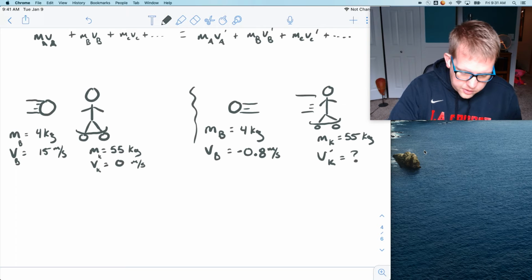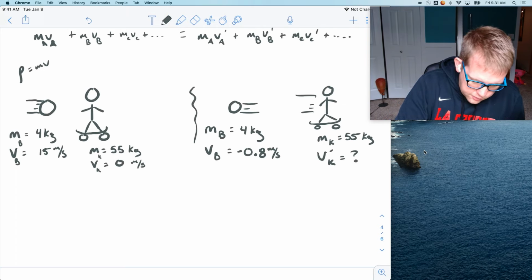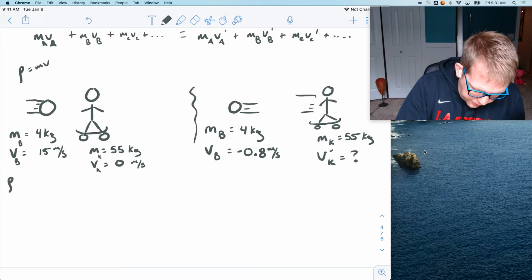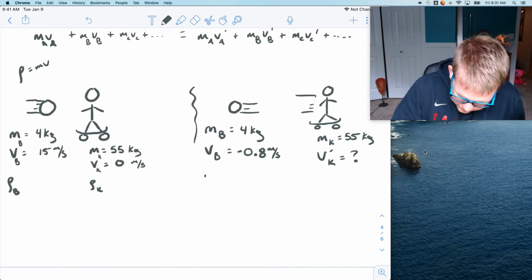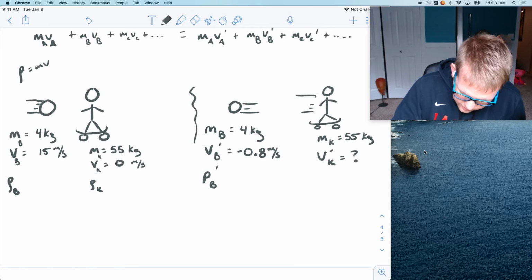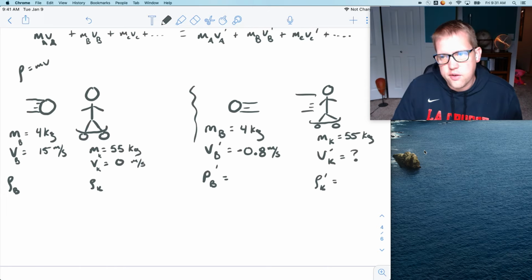So let's just remember how to calculate momentum. Momentum is equal to mass times velocity. So what we want to do is find the momentum of the ball before, find the momentum of the kid before, find the momentum of the ball after. Oops, I realized I didn't put my primes on that one. And what will help us out is if we find the momentum of the kid after, we would be able to figure out the velocity.